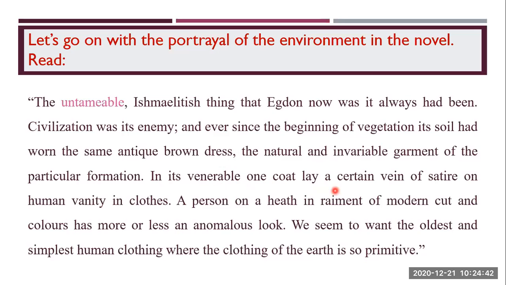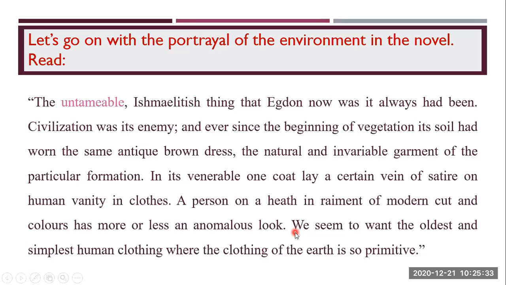In its venerable one coat lay a certain vein of satire on human vanity in clothes, as if the land with this one coat satirizes humans' vanity in clothes. You know what is vanity? A person on a heath in raiment of modern cut. Raiment means clothing. Clothing of modern cut and colors had more or less an anomalous look. We seem to want the oldest and simplest human clothing, where the clothing of the earth is so primitive.